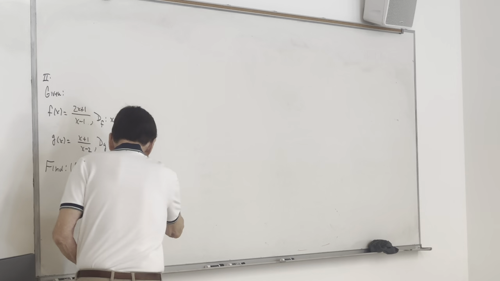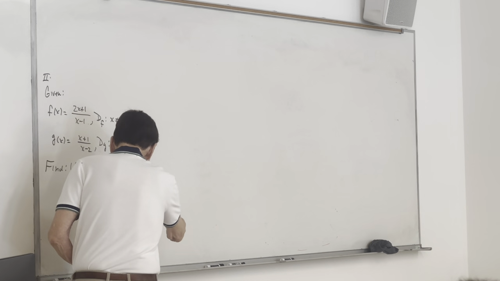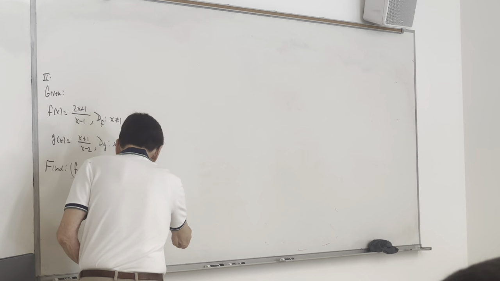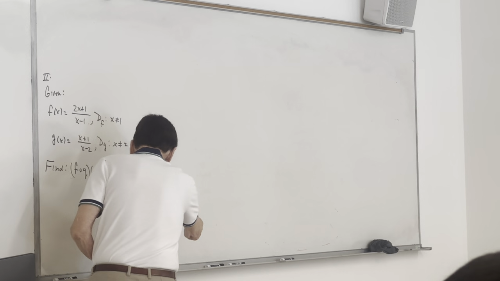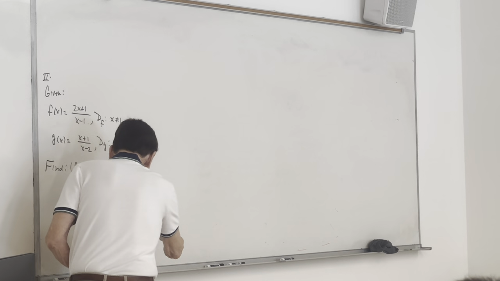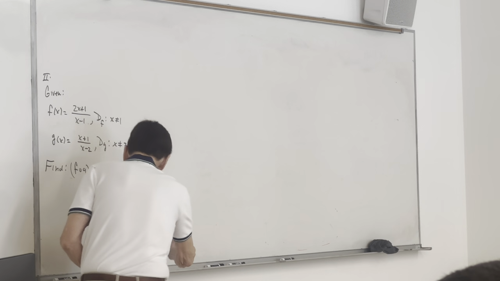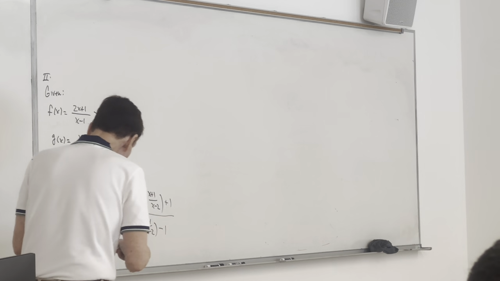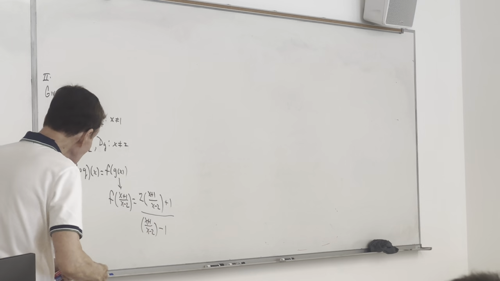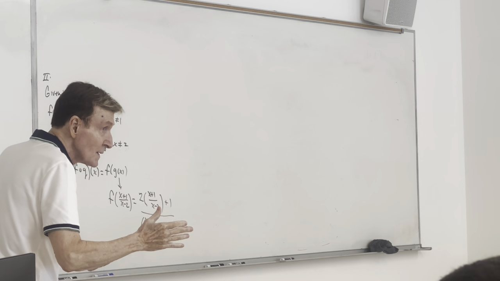2 times x plus 1 over x minus 2. 2 times that plus 1, all over x plus 1 over x minus 2 minus 1. I went back to my f function and did my replacement. Looks messy. Did I do it correctly? They got cleaned up.